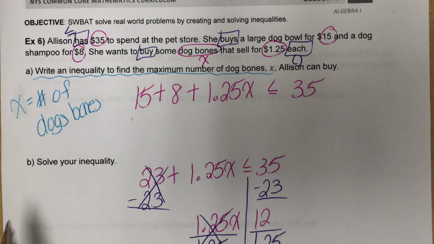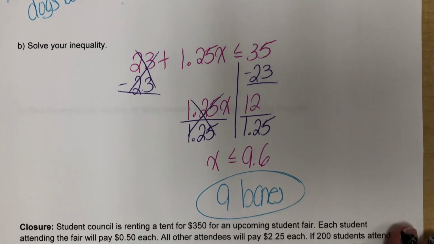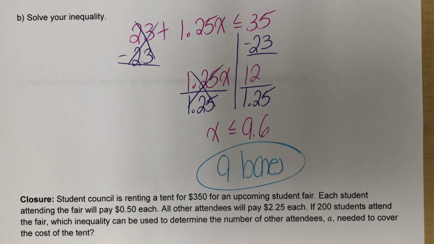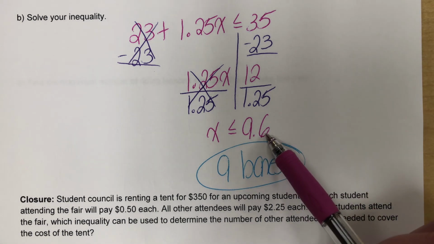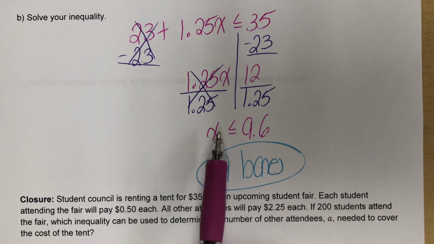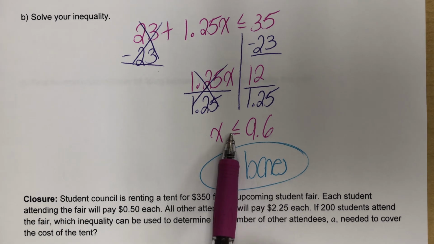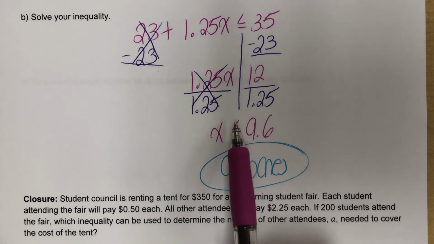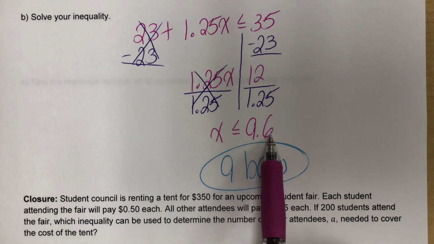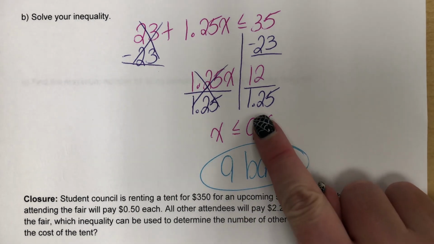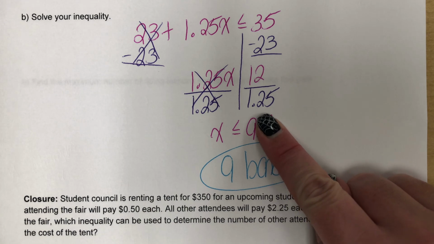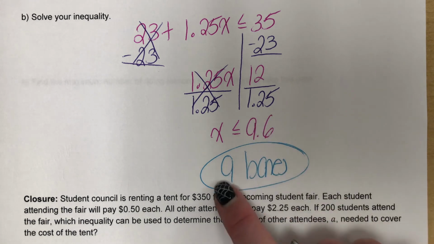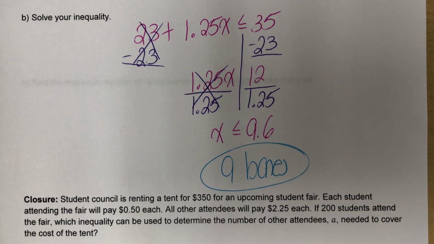All right, and then part B says to solve. Here is all my work. Okay, when you guys go to the store, they can't cut a dog bone in half. You can't buy 0.6 of a bone. All right, so if I look at my inequality, it says x can be 9.6, but that doesn't make sense, or x can be less than 9.6. So I'm just gonna cover up, okay, that decimal at the end, so the answer should have just been 9. 9 dog bones, that is how much she can buy.